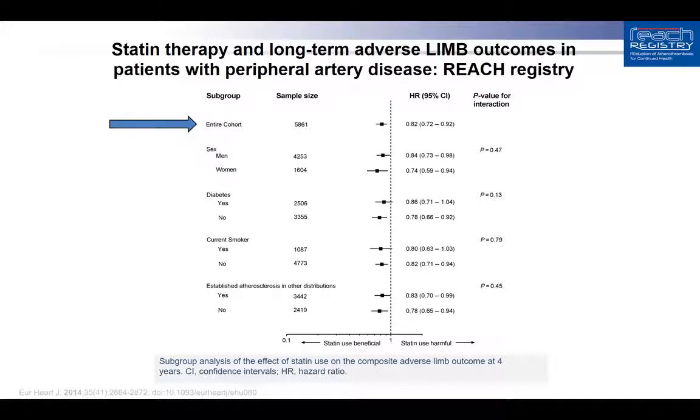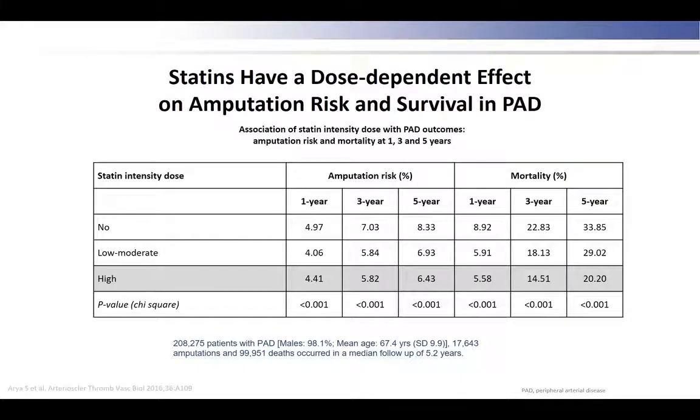But it wasn't really until the REACH registry, with many 38,000 patients, where you actually began to see the benefits of statins on the limb in terms of limb outcomes like angioplasty, surgery, and amputation. And more recently, as you would expect, this has been shown to be dose dependent, and the higher the dose of statin, the lower your amputation risk and, of course, your mortality.